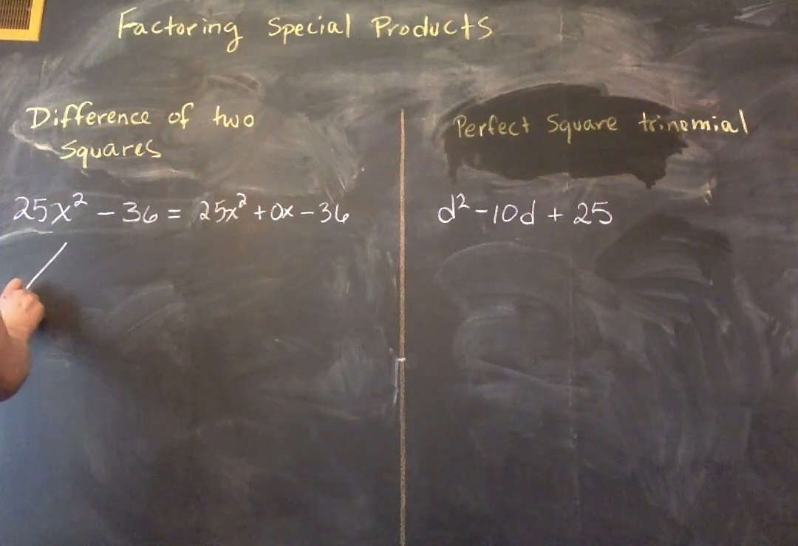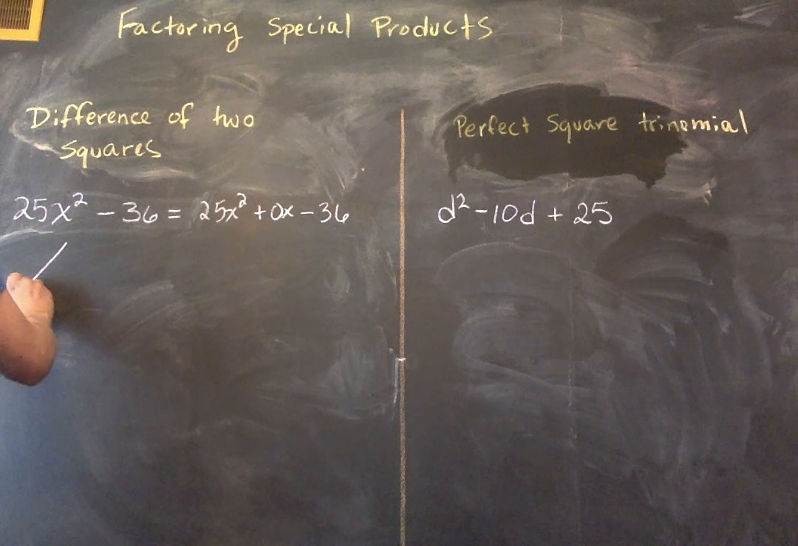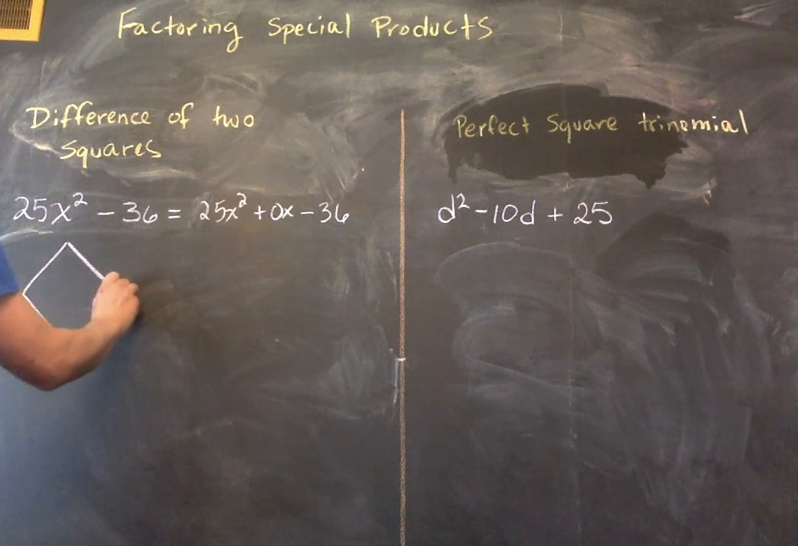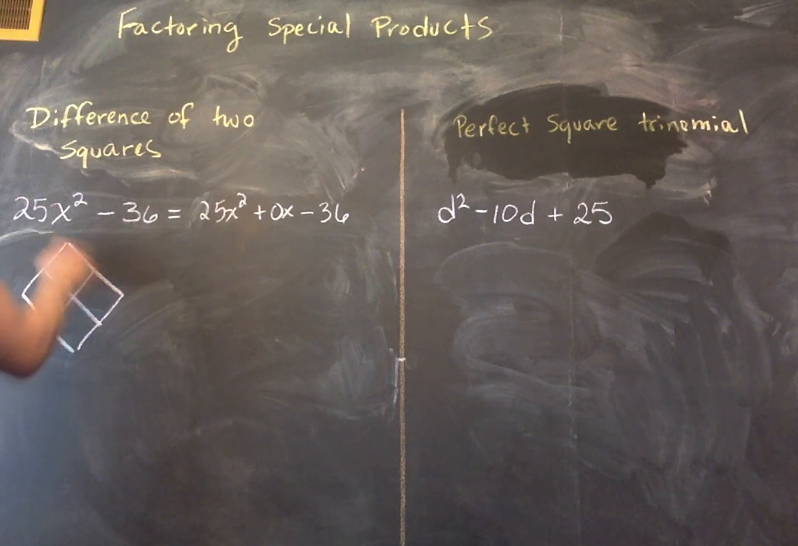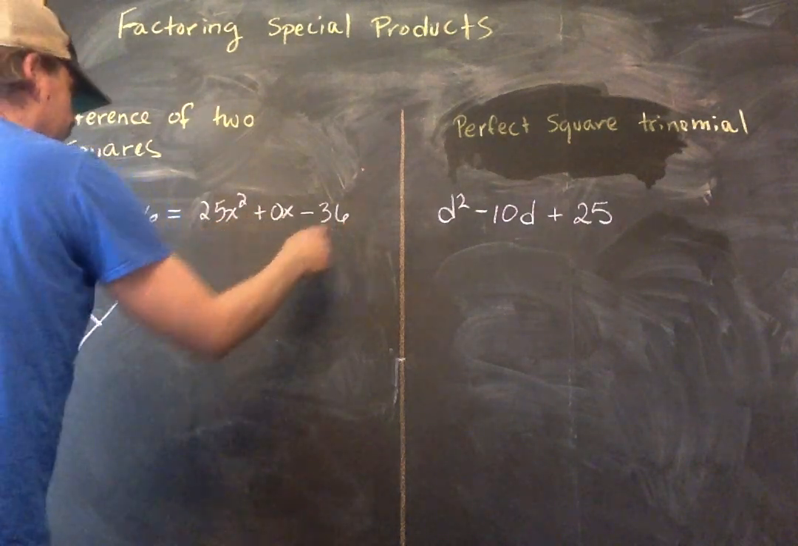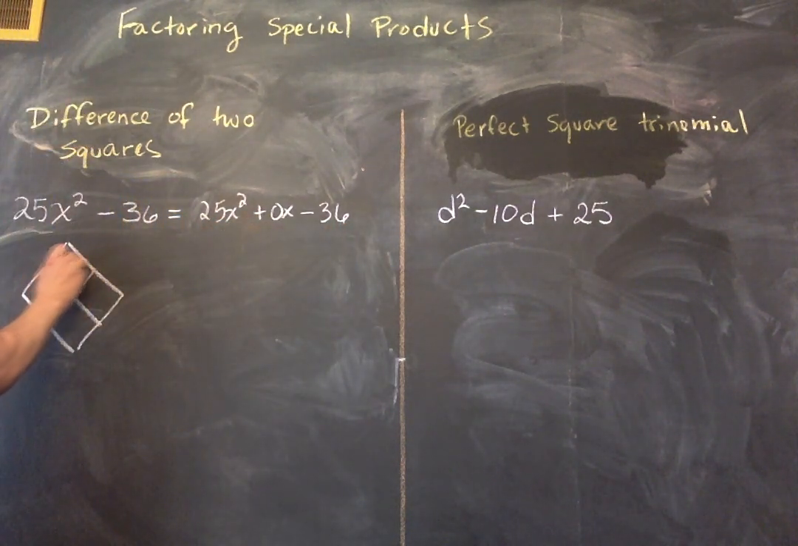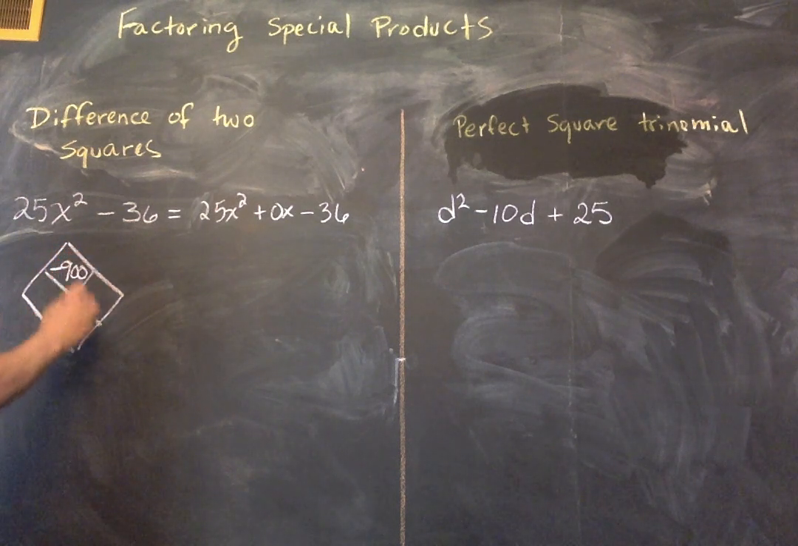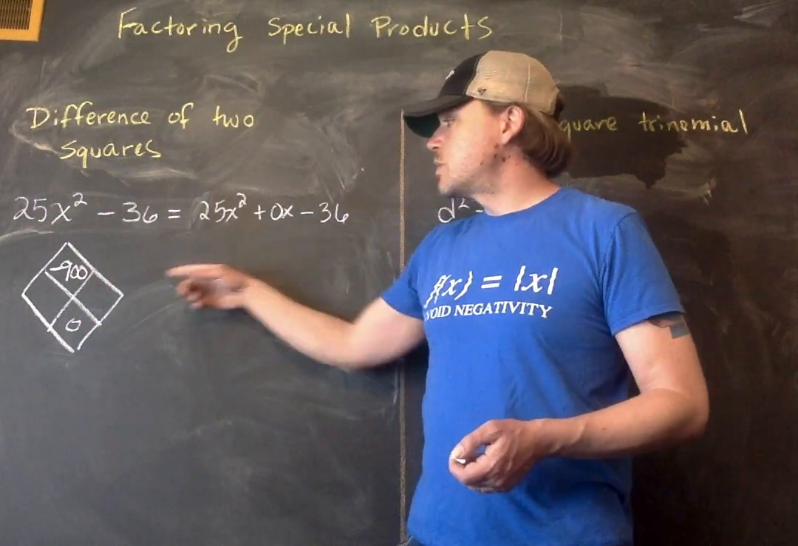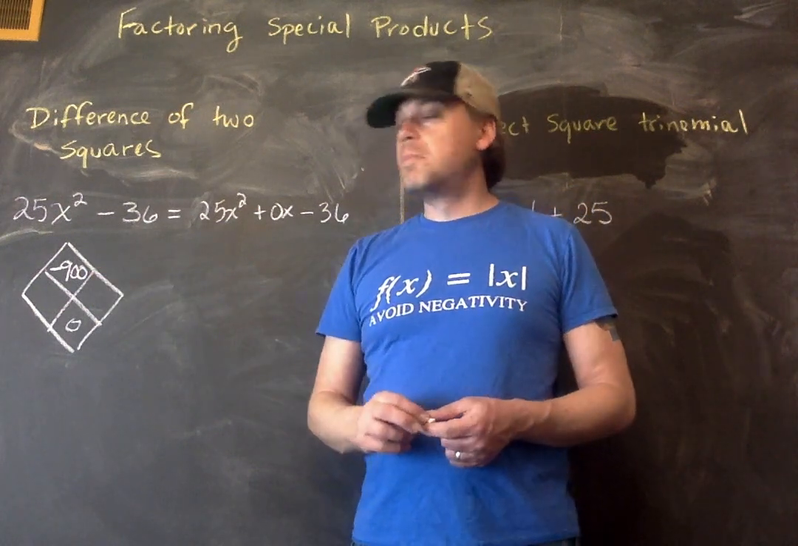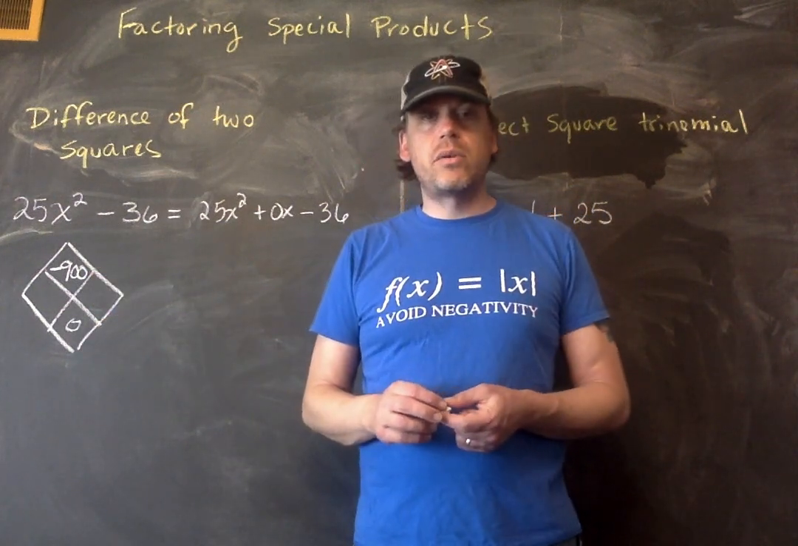And I'm going to put, oops, broke my chalk. Put a diamond with a product on the top. I've got to do 25 times negative 36. That comes out to be negative 900. And the sum down here is 0. So I'm looking for two numbers that multiply to give me negative 900, but add to give me 0.